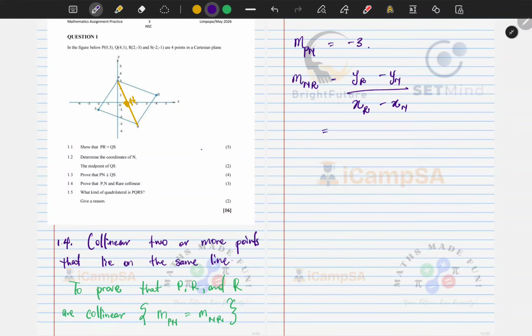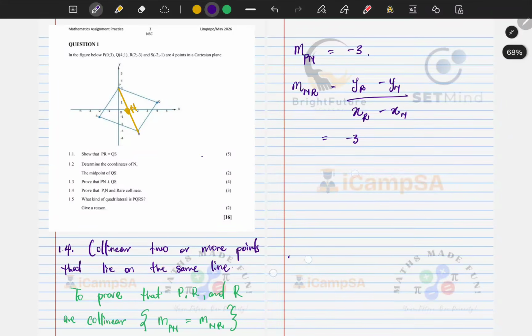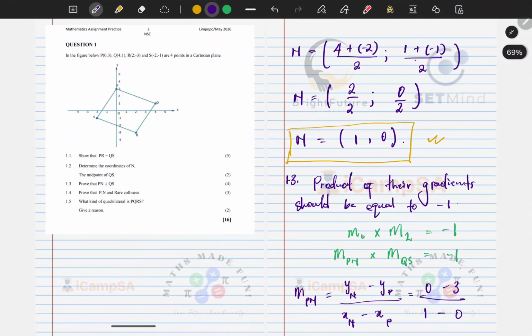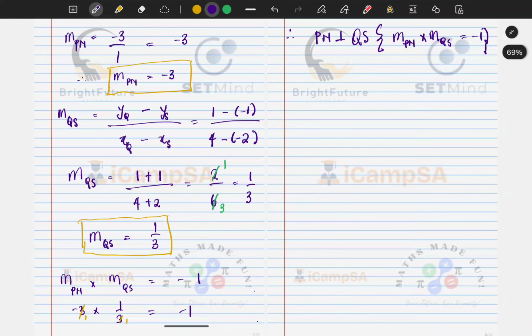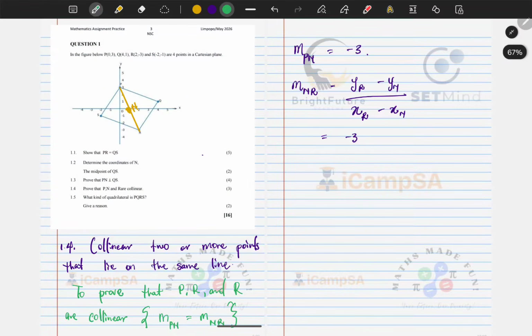Remember what is r? Your y of r is going to be -3. What is your y of n? Remember your y of n. What was your y of n? N is 0, n is 1 and 0, right? So the coordinates of n is 1 and 0, right? So your y of r is -3. What is your y of n? It's just 0 all over your x of r.